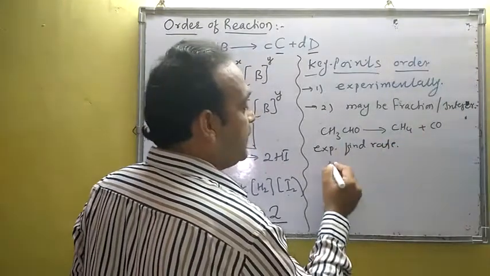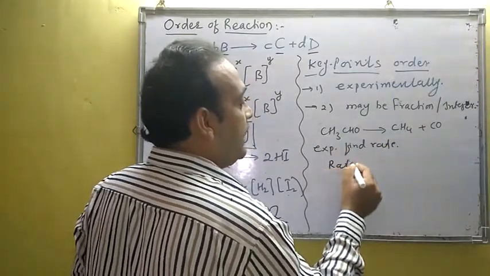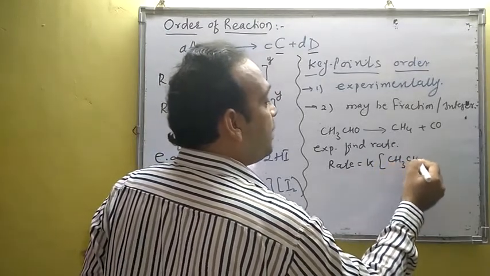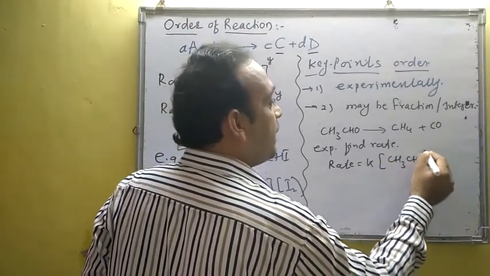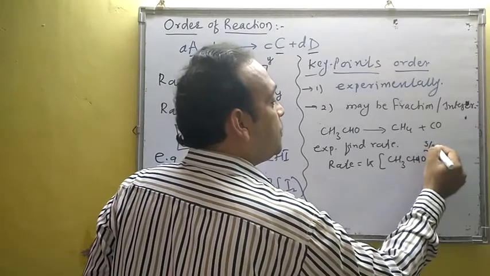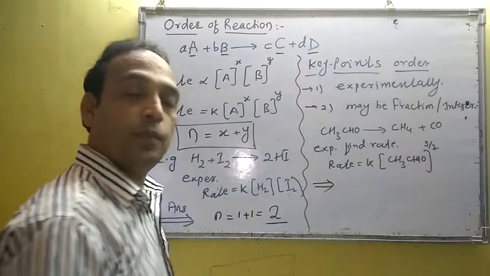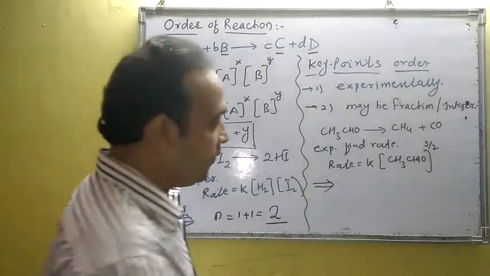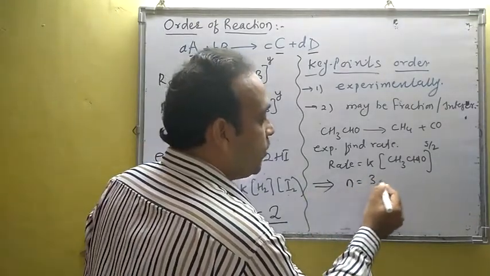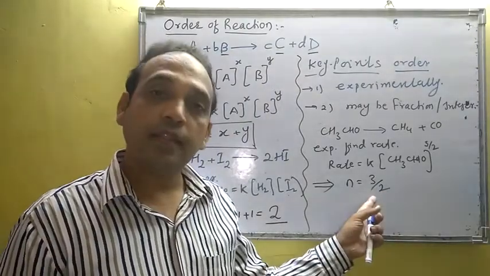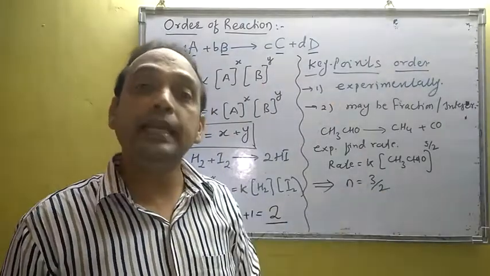Now experimentally it is found that rate is equal to K into concentration of acetaldehyde raised to the power 3 by 2. What is order of reaction? So you will write here n is equal to 3 by 2. So order of reaction may be fraction. Order of reaction may be integer.